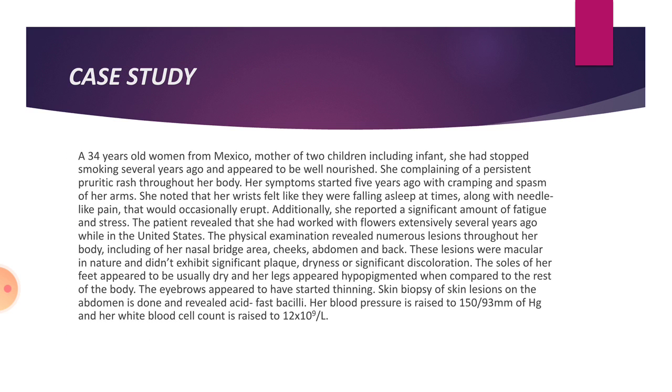Now we have a case of a 34 year old woman from Mexico. She is the mother of 2 children, including an infant. She had stopped smoking several years ago and appeared to be well nourished. She complained of a persistent pruritic rash throughout her body. Her symptoms started 5 years ago with cramping and spasm of her arm. She noted that her wrists felt like they were falling asleep at times, along with needle-like pain that would occasionally erupt. Additionally, she reported a significant amount of fatigue and stress.